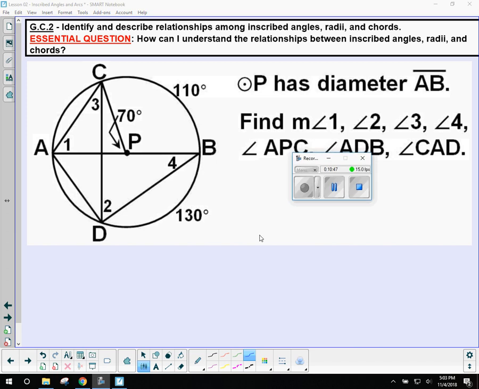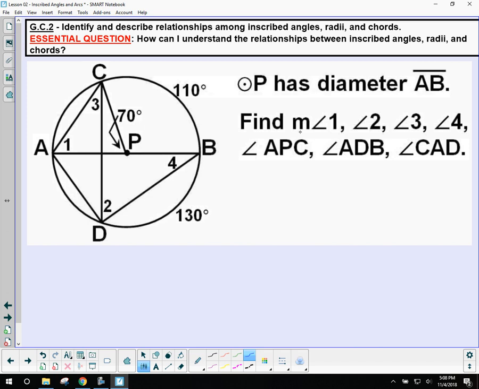Alright, we're back. Let me check it. Were we recording? Testing 1, 2, 1, 2, 3. Perfect. Sounds good to me. So P is the center. Then we have a diameter of AB. Perfect. Find measure 1.